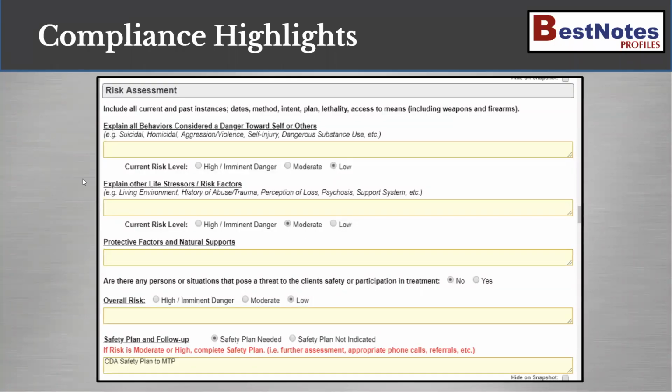The profile also contains a standardized risk assessment section, and I'll just give you a moment to read this or peruse the content here. As you can see, there's a place to capture the client's current state of risk, as well as at the bottom, the provider is able to say that a safety plan is not indicated or say that one is needed.